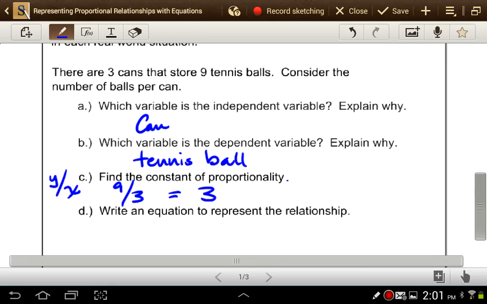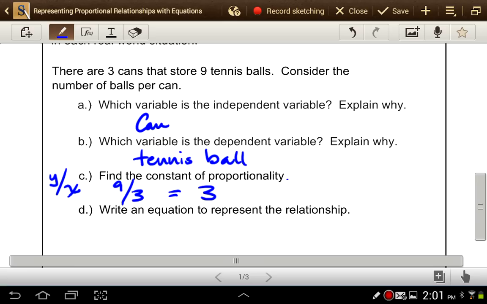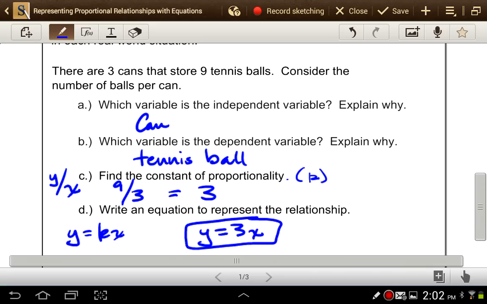Now, write an equation to represent the relationship. Equation is easy. Remember, we're going to use this format, y equals kx. So I just plug in my constant of proportionality, which is my k. I'm going to plug that in for k. So my equation is y equals 3x. Every equation that we're going to write in these lessons is going to have 2 variables, typically y and x, although it is possible on occasion that we would change the y and x to other variables.